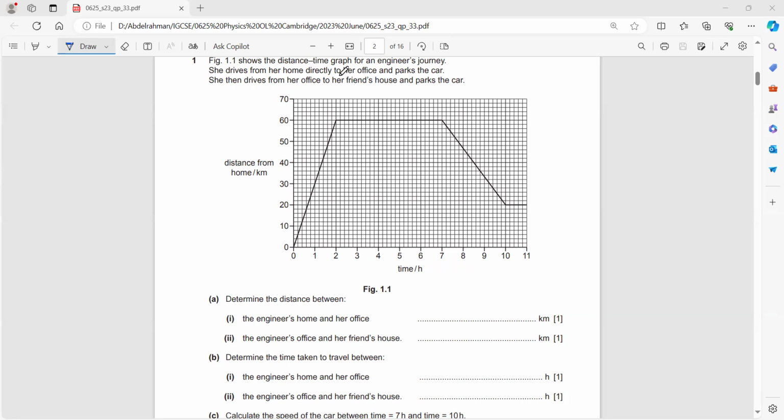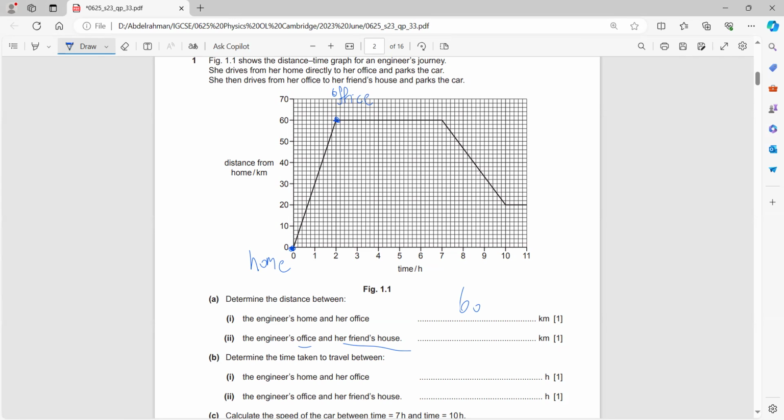What's the distance from her home to the office? She started where? She started at 0. This is her home, and her office was here. This is the office. But what's the distance between them? 60. 60 kilometers. What's the distance between the office and the friend's house?